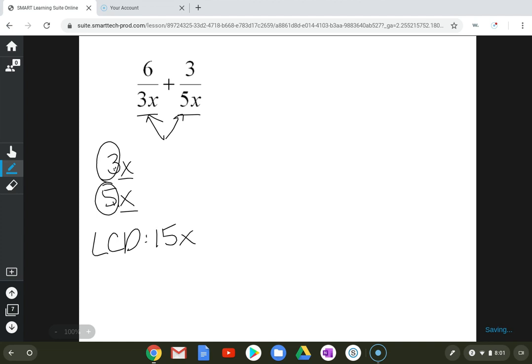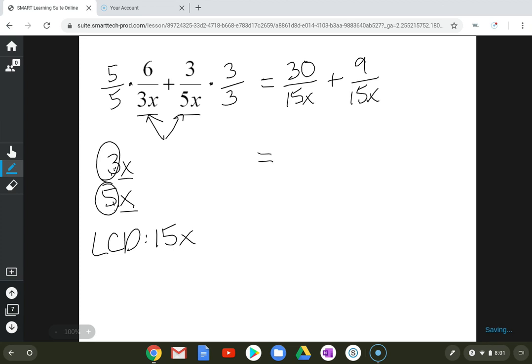because we have to have an x in both of them, but we also need an LCD with the numbers as well. So what do I have to multiply this left one by, the denominator by, in order to turn it into a 15x? Just 5. What do I have to multiply the right side by to turn it into a 15x? I multiply it by 3. So what I end up with is, on the left-hand side, multiply the top, you get 30. Multiply the bottom, you get 15x. On the right-hand side, multiply the top, you get 9. Multiply the bottom, you get 15x.